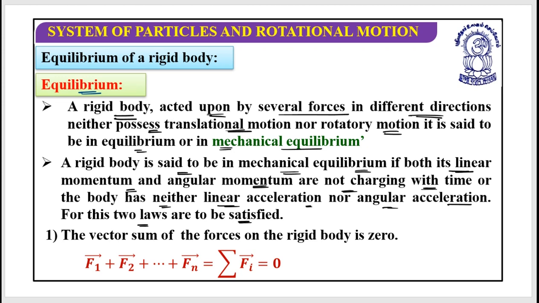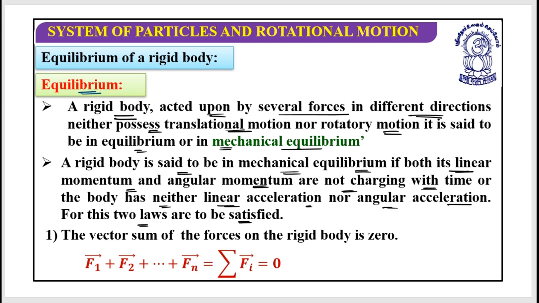For this, two laws are to be satisfied. What we want is that the body should not have a translatory motion, as well as it should not have any rotational motion. If this is the situation, that it doesn't have translatory motion and it doesn't have rotational motion, then the body is said to be in equilibrium.